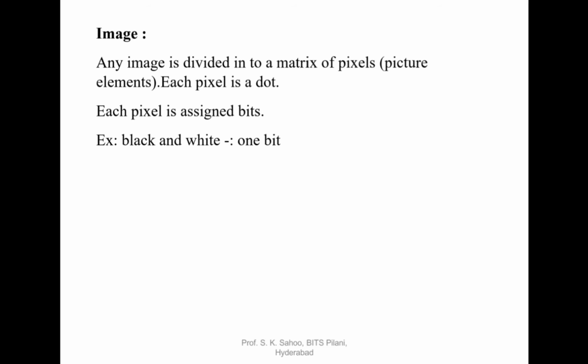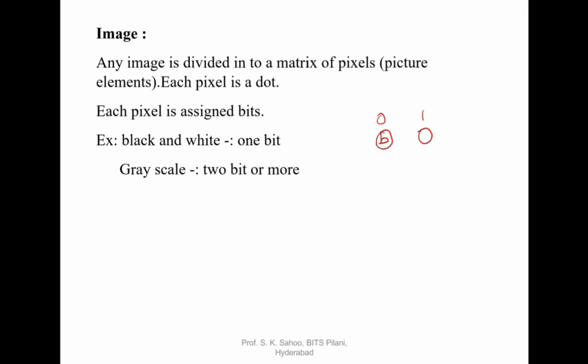That bit can represent either black or white. Assume I have a black, so for that I can say this bit is 0. And suppose this is a white, this bit can be represented as 1. So if 1 is there, that indicates a white color. If 0 is there, it indicates a black color.